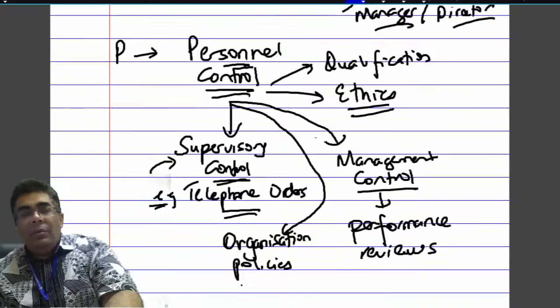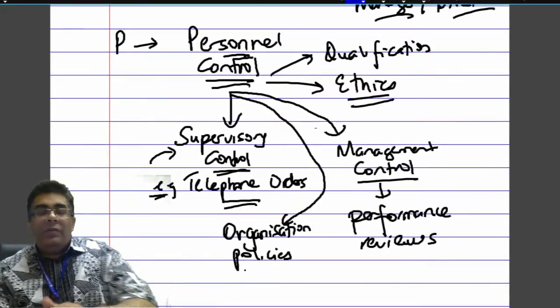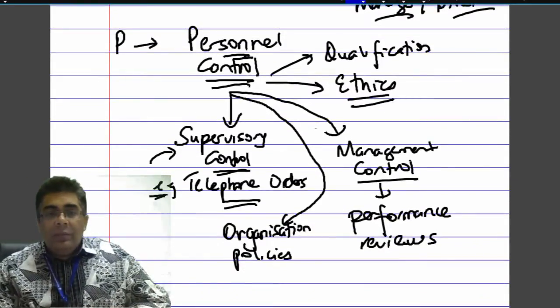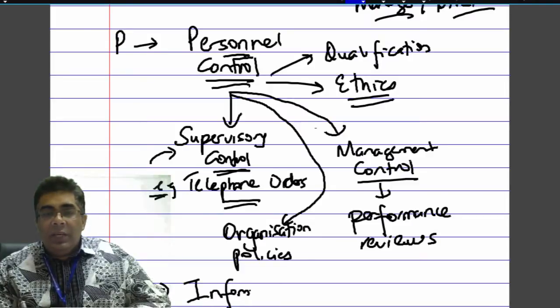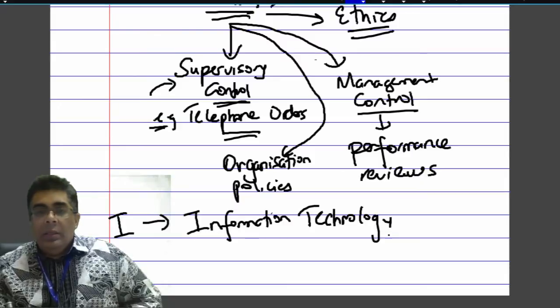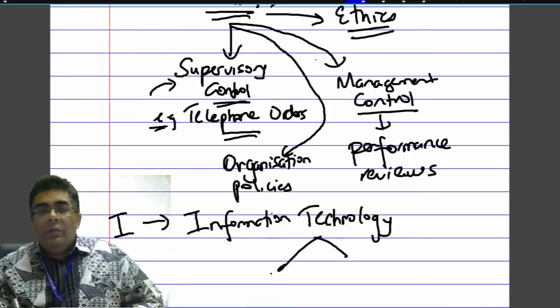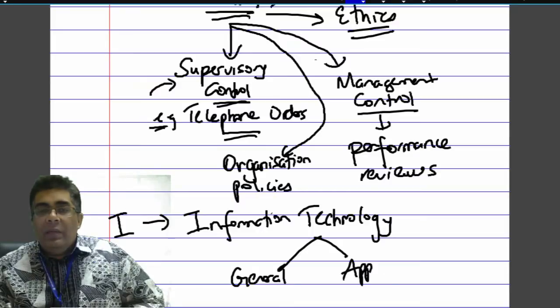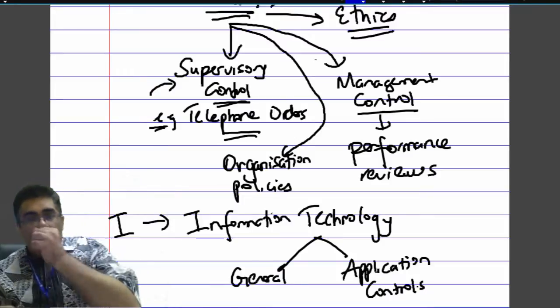Okay, now moving on, we have the I, which I told you is your information technology, which I've already discussed earlier, about what the information technology controls are. We have general controls, and then we have the application controls.